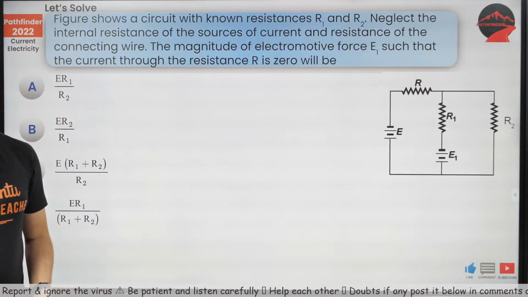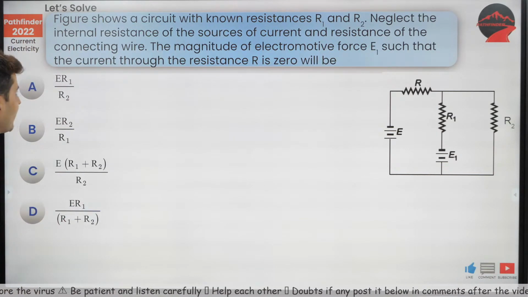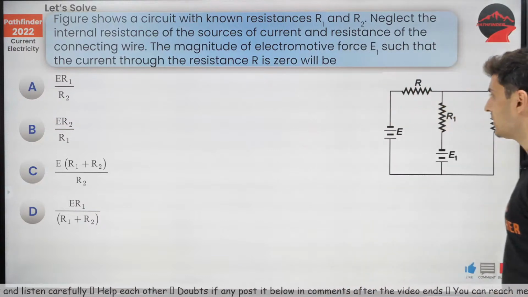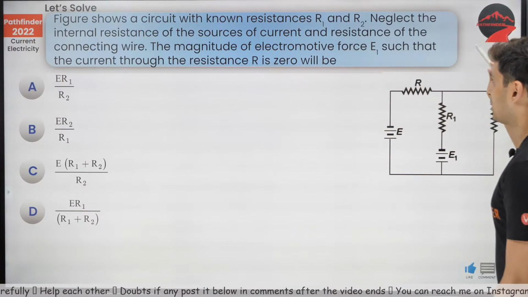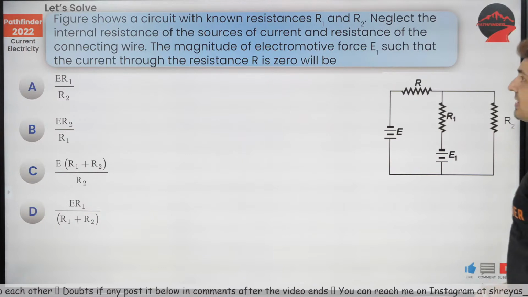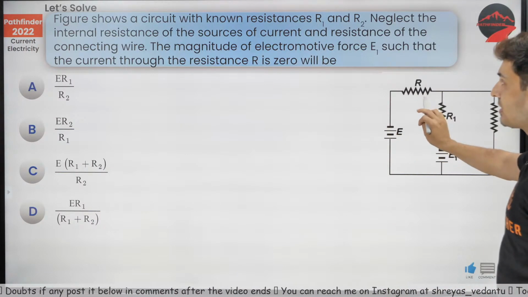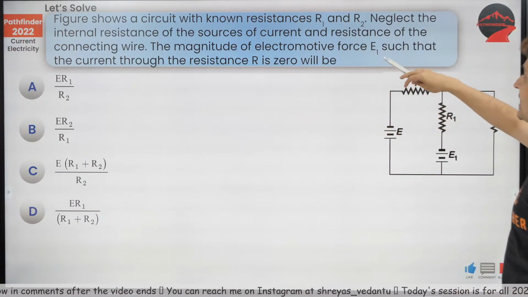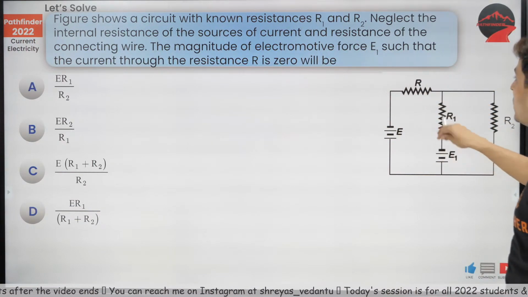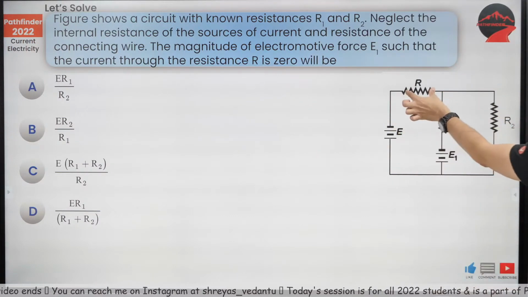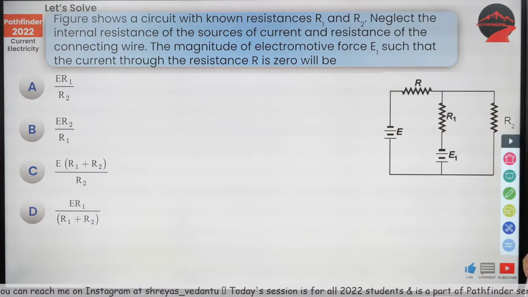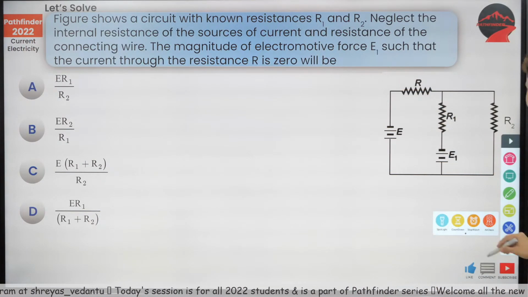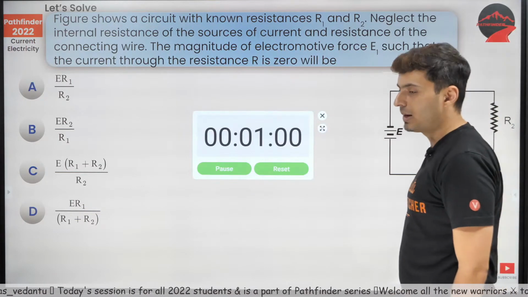All right. Here is the question coming up on your screen and let's try to solve this. Let's see if you can solve this in a minute. There is a circuit which is shown. R1 and R2 are the resistors. Neglect internal resistance and the wire. The magnitude of the EMF E1, this value, is such that the current through this resistor is 0. So what will be the value of E1 so that there is no current through R? Very interesting question. Let's see if we can solve this in a minute.